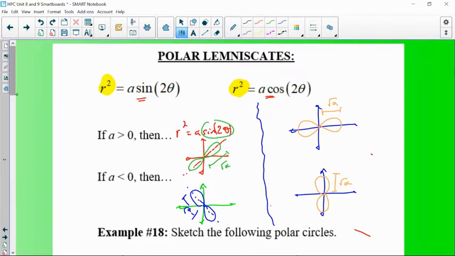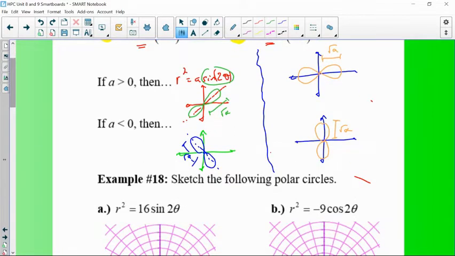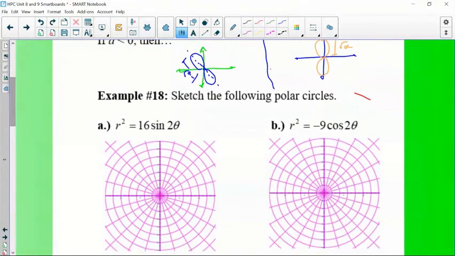Okay, so when it asks us to sketch the following, and I probably should have pointed out too that it's always going to be 2 theta. We're not going to deviate from that. I mean, there are other graphs out there, like if you had 4 theta or 3 theta, you could make similar graphs. But I just want to know about just the 2 theta to get the lemniscates. So I know it's a lemniscate because it's r squared and there's a 2 theta.